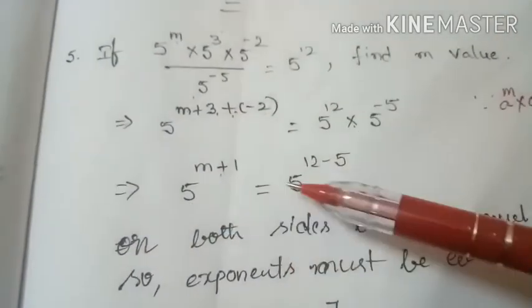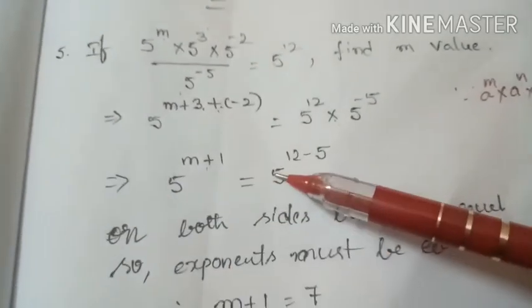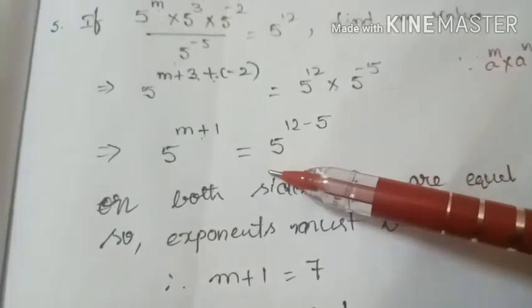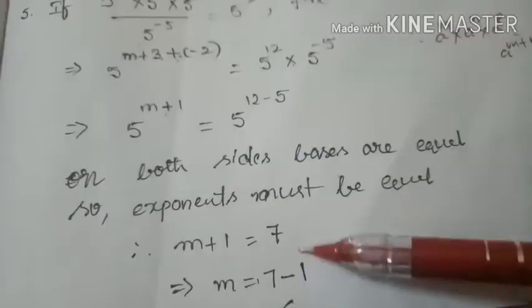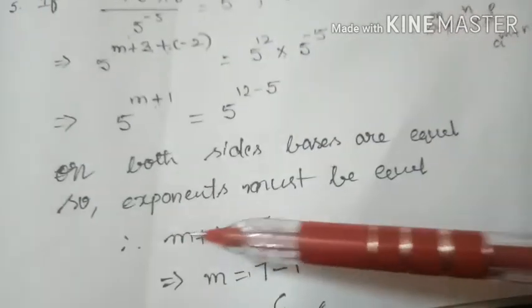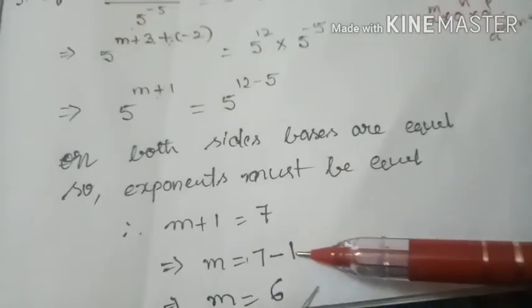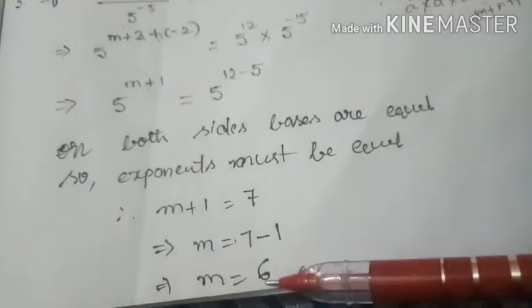So here on both sides the bases are equal, so the exponents must be equal. So m plus 1 is equal to 12 minus 5 is equal to 7. So m plus 1 is equal to 7. Plus 1 will come this side, it becomes minus 1. So 7 minus 1 is equal to 6. So it is our answer. Okay.